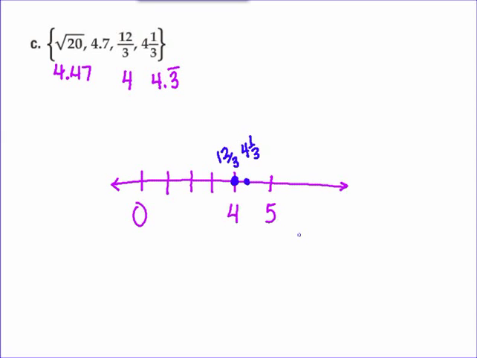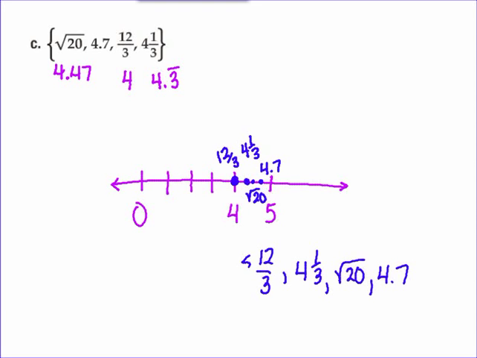What's the next one going to be? 4.47, which is not halfway yet, close, and that's going to be root 20. And what's the next one? 4.7. And so there we go, in order from least to greatest. We've got 12/3, 4 and 1/3, root 20, and 4.7. So that is in order from least to greatest. Okay, so that's where we ended Friday. We did, I think, 2 problems, and now this is our third.